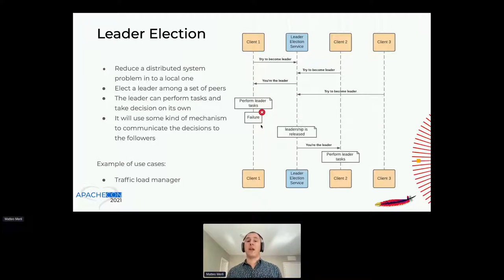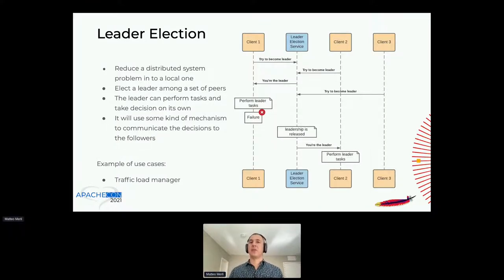If client one has a failure, then the leadership will get released. The leader election service will figure out that this client is partitioned or has crashed. So it will revoke that leadership, pick a new client, and notify this client that from now on, you are the leader.